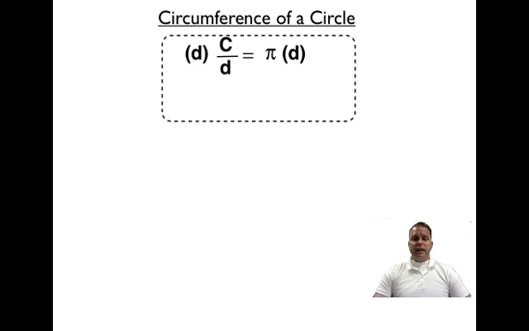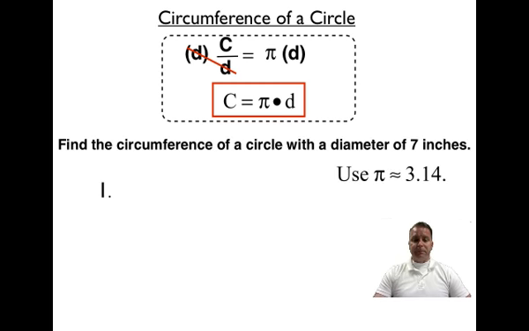Now, if we were to take that and manipulate it a little bit and multiply both sides by d, then our diameters on the left side will cancel out, and we'll have that the circumference is equal to pi times the diameter, which is a useful little tool if you're trying to find the circumference of a circle. And that's what we're basically going to be using today, is C is equal to pi times d. So you'll need to remember that.